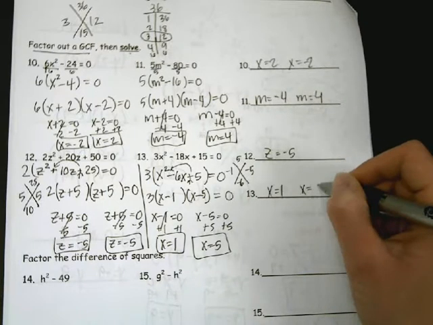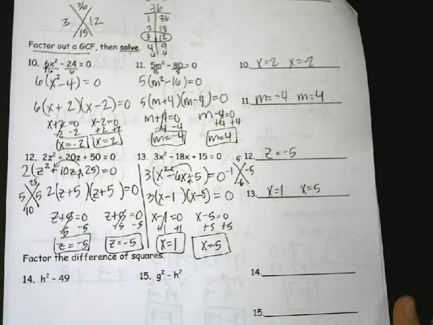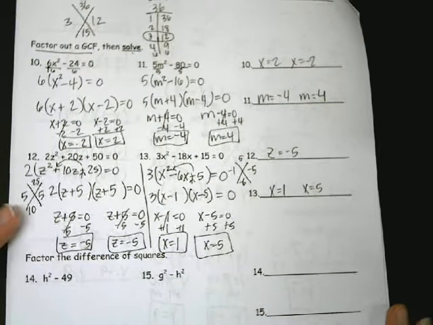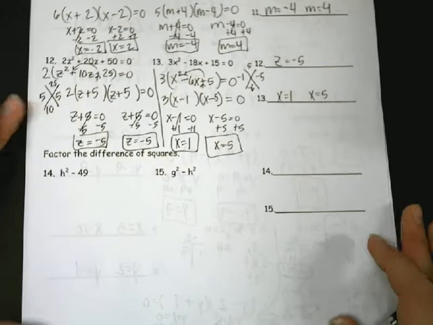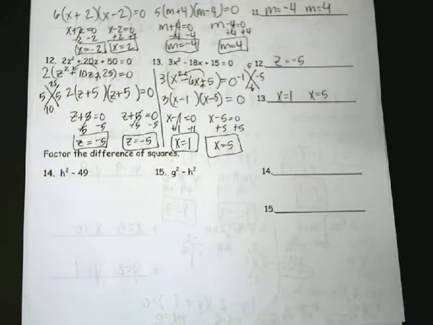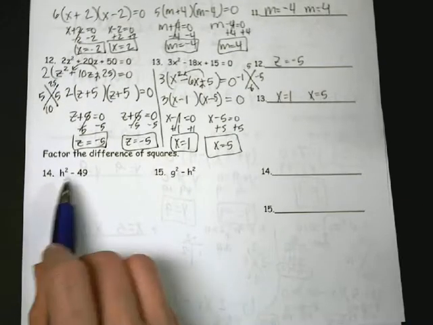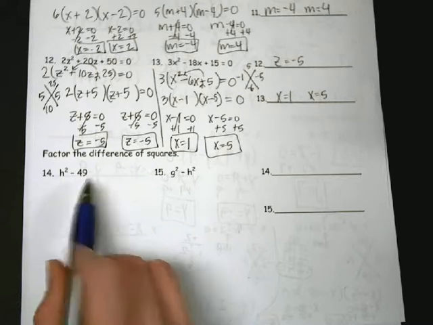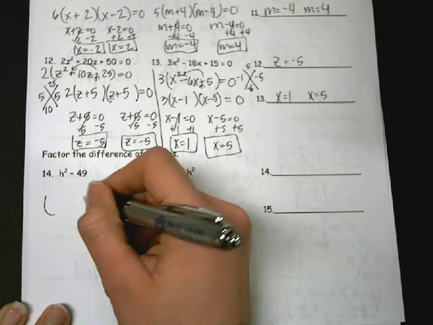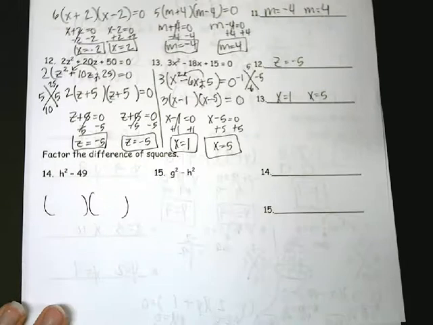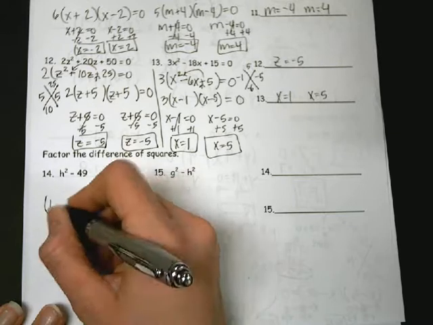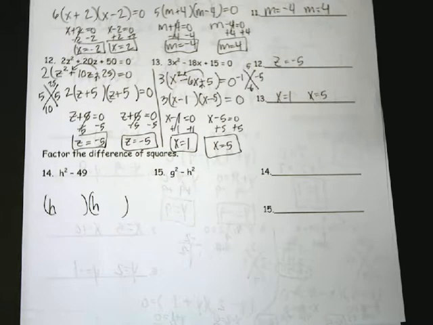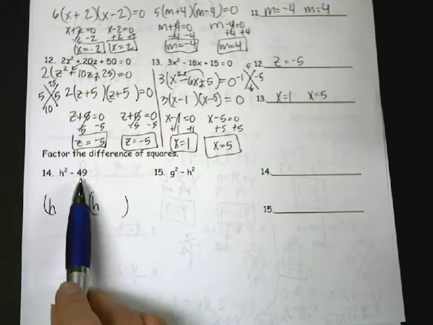Next section, factor the difference of squares. I like these because I only have 2 terms here, and both of them are perfect squares. I know I can factor that into 2 sets of parentheses just by thinking what times itself is h squared. Well, h times h. Then what number times itself is 49. I know it's going to be 7 and 7.